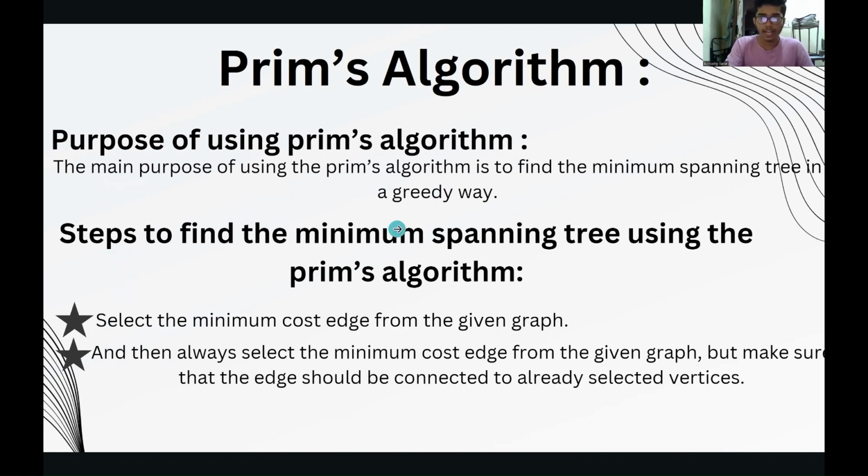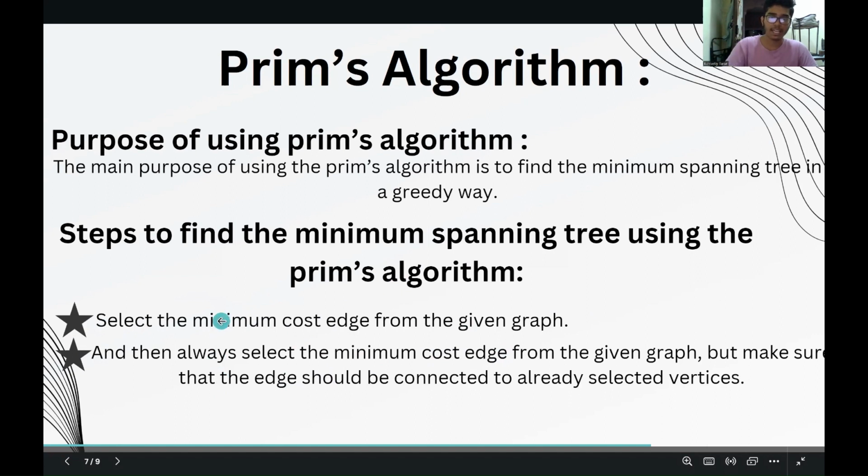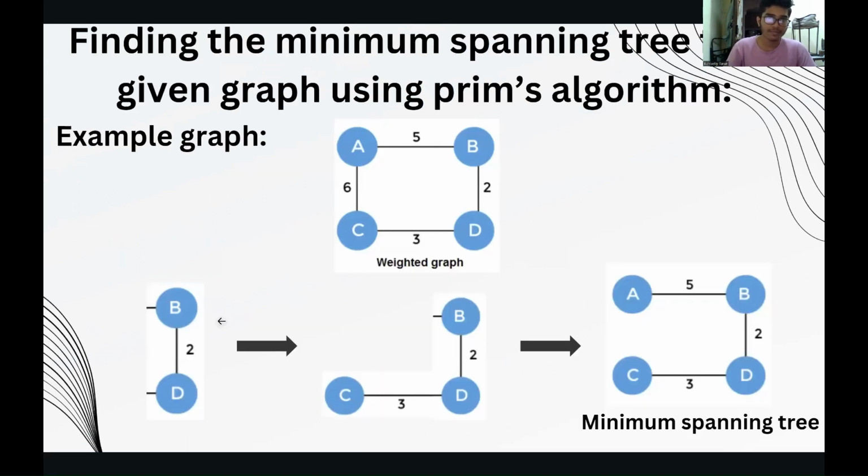Steps to find the minimum spanning tree using Prim's algorithm. These are the steps that have to be followed to find a minimum spanning tree using Prim's algorithm. There are other steps for Kruskal's algorithm. First, we have to select the minimum cost edge from the given graph, and then always select the minimum cost edge from the given graph, but make sure that the edge is connected to already selected vertices. I'm going to explain these steps by taking an example.